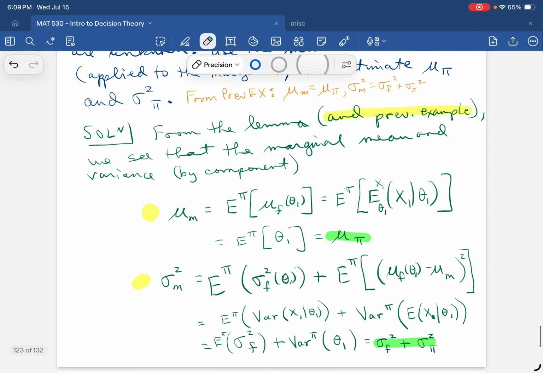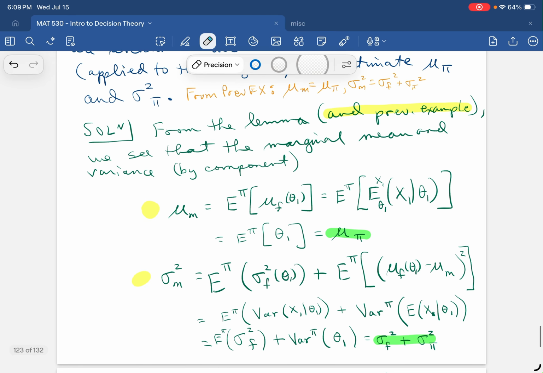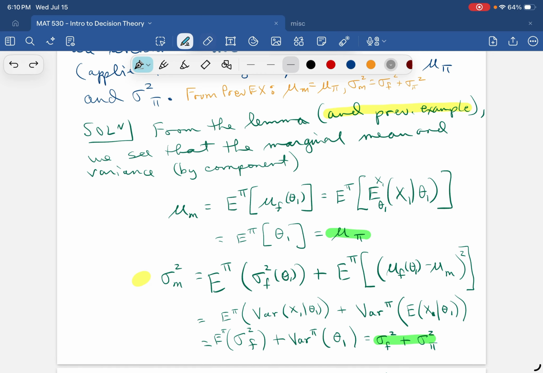Okay, so from the lemma and the previous example, we can calculate the marginal mean using the double expectation formula, which is from the lemma. And so we're taking the expected value with respect to theta of the conditional mean of x. So this inner part is the conditional mean of x1 given theta 1. And then once we calculate that, we're going to be left with an expression involving theta 1, and then we take the expectation of that.